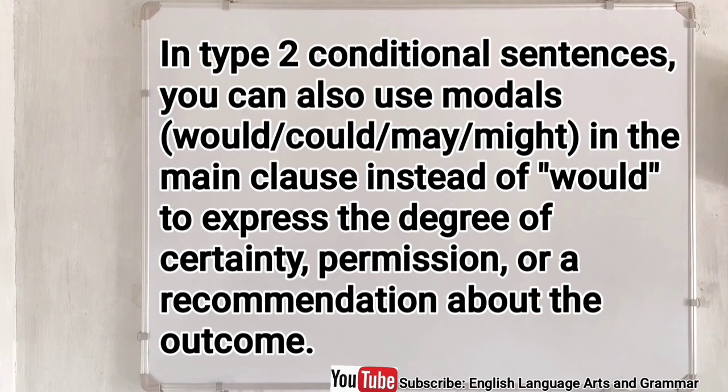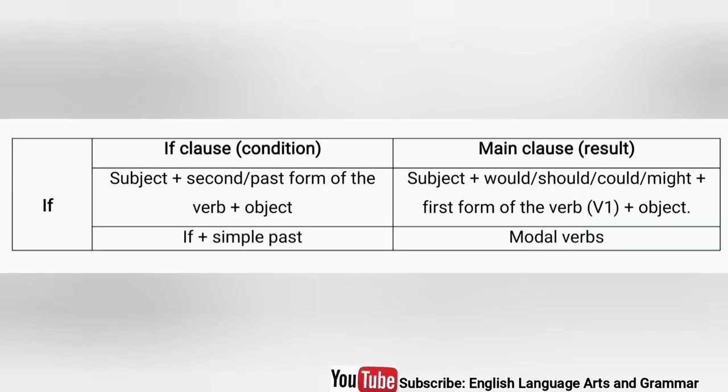In type 2 conditional sentences, we can also use modals like could, may, might in the main clause instead of would to express the degree of certainty, permission, or a recommendation about the outcome. Let us see the structure with some examples.